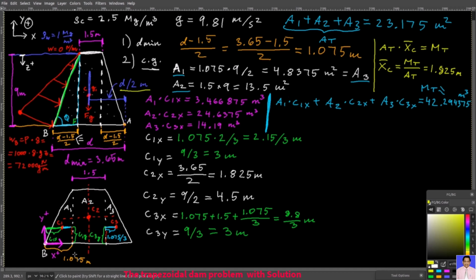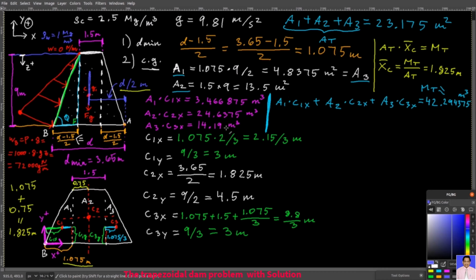You can check it. This side here, that's 1.075 meters, and then this side here, that's 1.5 over 2, so 0.75 meters. So 1.075 plus 0.75, well, that's 1.825 meters. So the math works out.